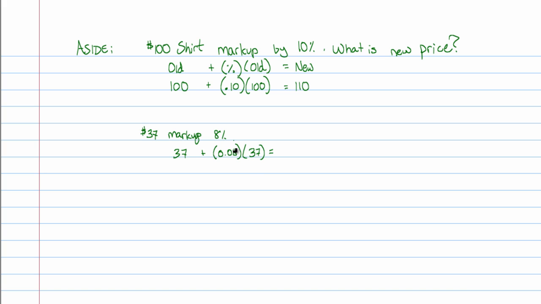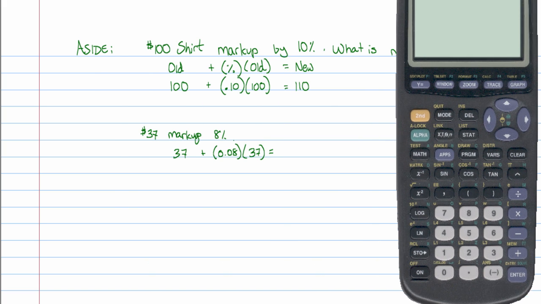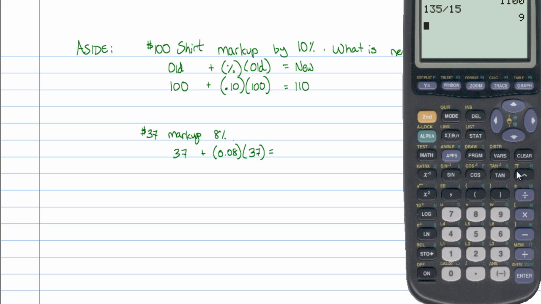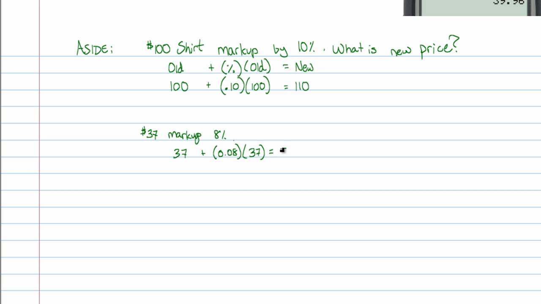Now that I've started that, I have to actually finish it to find out what the actual price is. So let me go ahead and do that. So clear this out. What is it? 37 plus 0.08 times 37. 39.96. Okay, I had to do that just because I have to finish problems. So that's how you figure out markups: you have an old price plus a percentage of the old price becomes the new price.